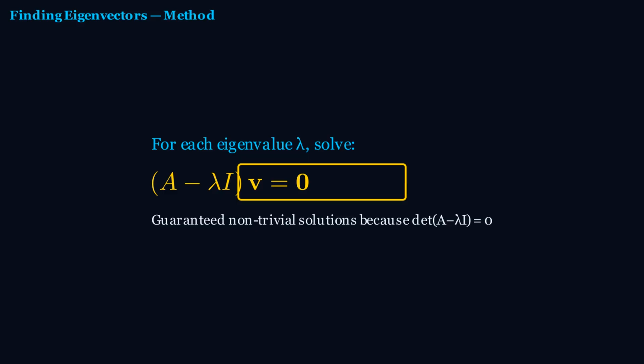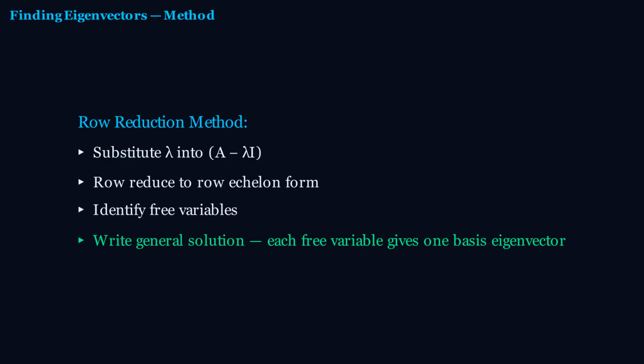We chose lambda to make A minus lambda I singular. The method: substitute lambda into A minus lambda I, row reduce to row echelon form, identify the free variables, and write the general solution in terms of those free variables. Each free variable corresponds to one basis vector for the eigenspace. The number of free variables equals the geometric multiplicity of the eigenvalue.